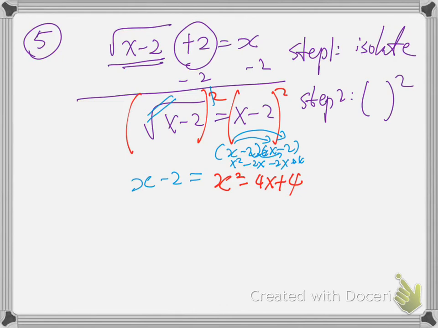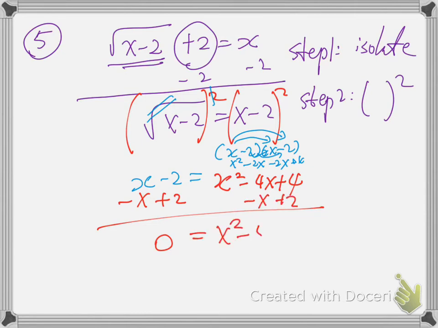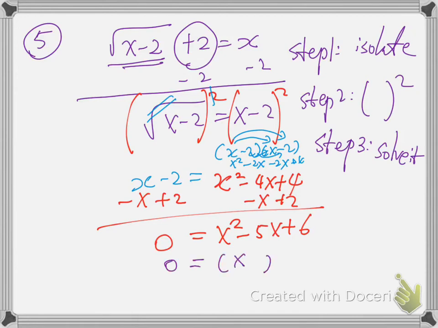So now plus 2 minus x to make one side equal to 0, right? Make the left hand side equal to 0. So we got x squared minus 5x plus 6. Now the next step, solve this quadratic equation, right? So we get a new quadratic equation, we have to solve it by factoring.